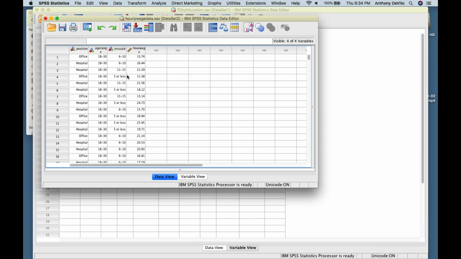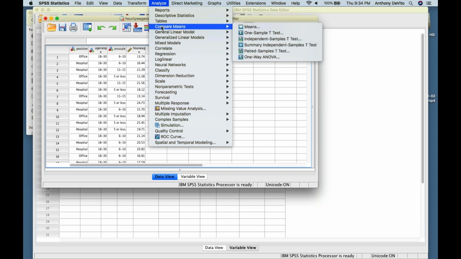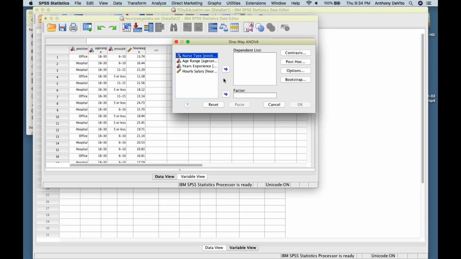So instead, I'm going to use analysis of variance. Analyze, and I'm going to say compare means, because we are still comparing means. One-way analysis of variance, and I'm going to put the hourly salary up in here because that's what we're finding the mean of, and I'm going to put the years of experience into the factor.